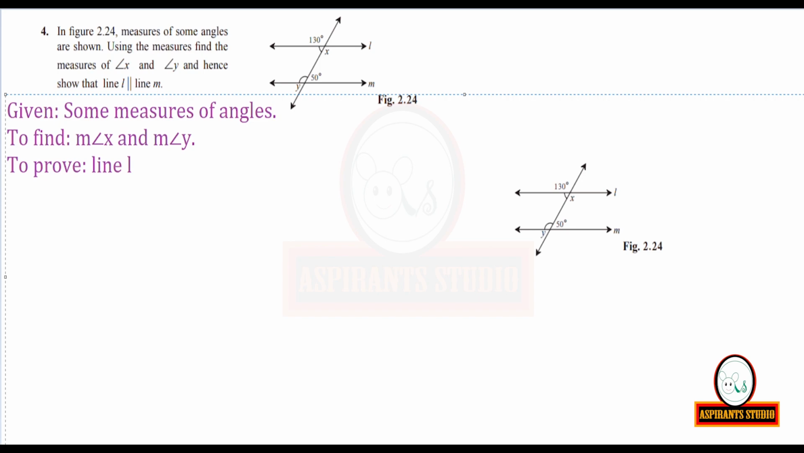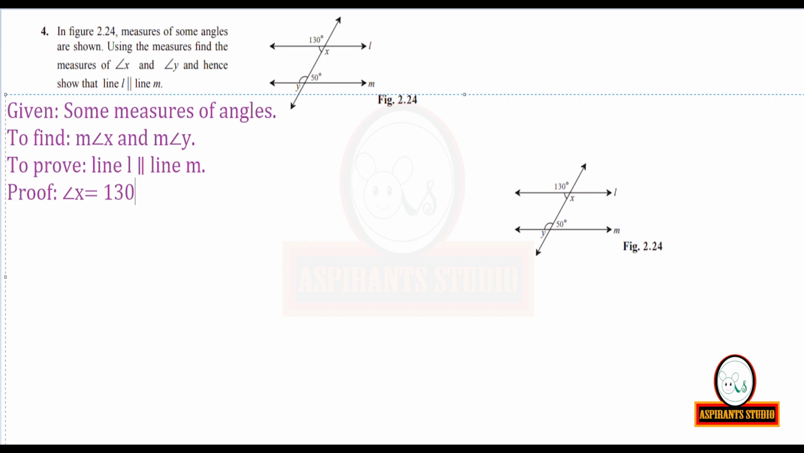First you have to find the measures of angle X and angle Y. Then you have to show that line L is parallel to line M. So we are given some measures of angles. Before proving line L is parallel to line M, we have to find measure of angle X and measure of angle Y. There are two questions over here. Now, how to find out measure of angle X and measure of angle Y?